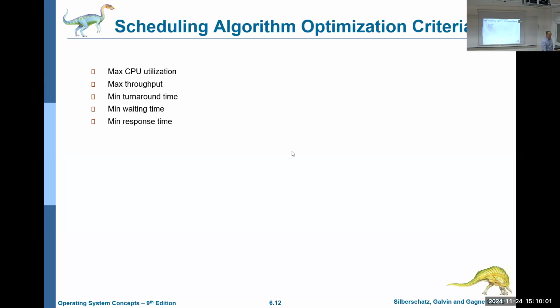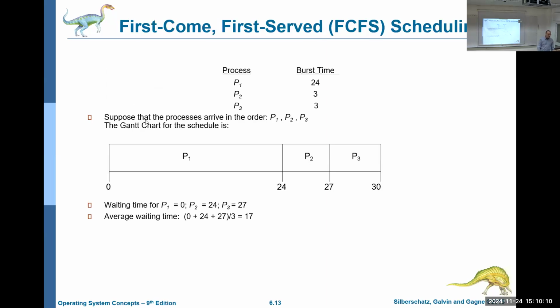Okay. So here's what I just said before. We want to maximize CPU utilization, maximize throughput, minimize turnaround time, minimize wait time, and minimize response time. Fine. So here is our first algorithm, which is the simplest and easiest to think about. First come, first serve. You've seen this algorithm maybe in other places. It's basically a queue, first in, first out. First come, first serve, first in, first out, same kind of thing. It's a FIFO.